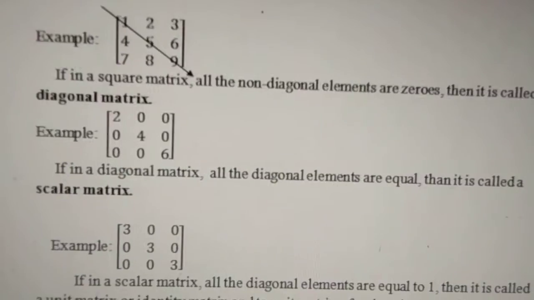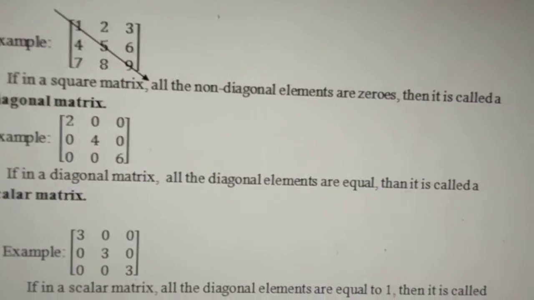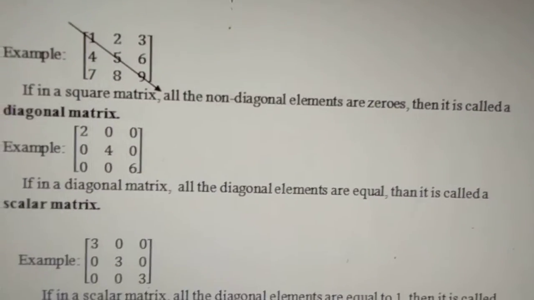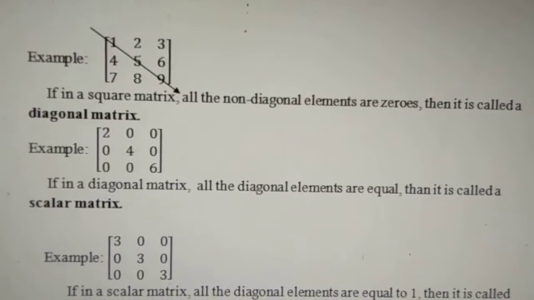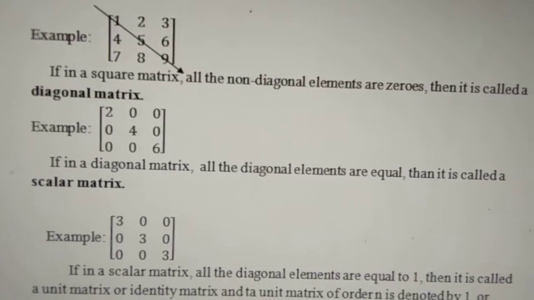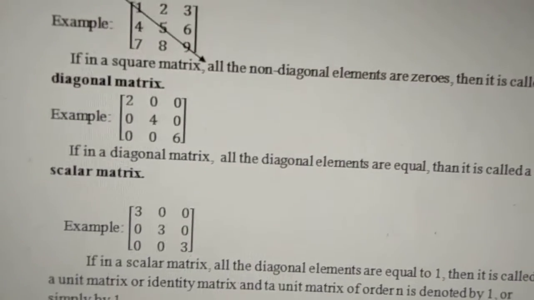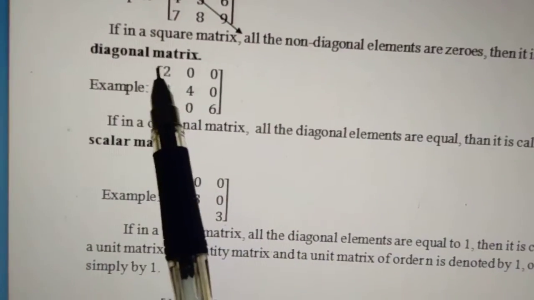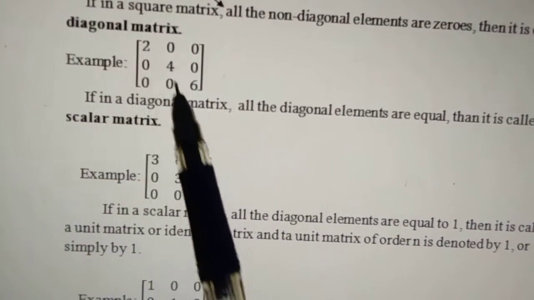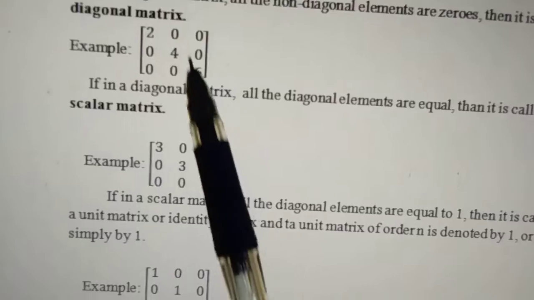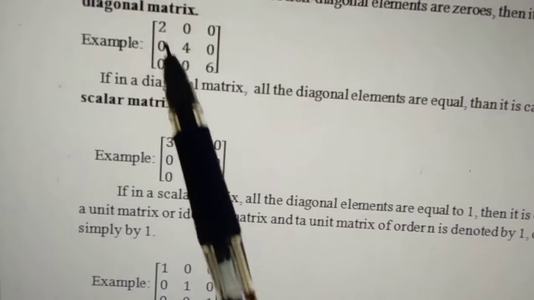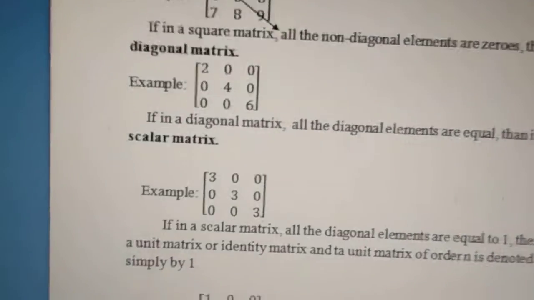If in a square matrix all non-diagonal elements are 0, then it is called a diagonal matrix. So please see this one. Here the principal diagonal is having some numbers, but these other numbers are 0. Such a type of matrix is called a diagonal matrix.